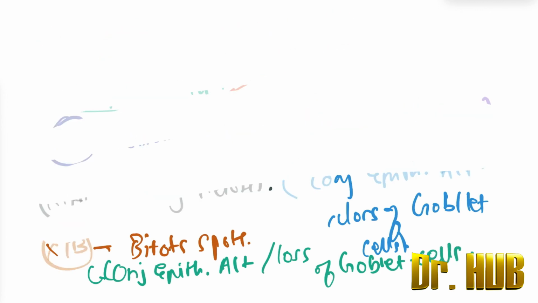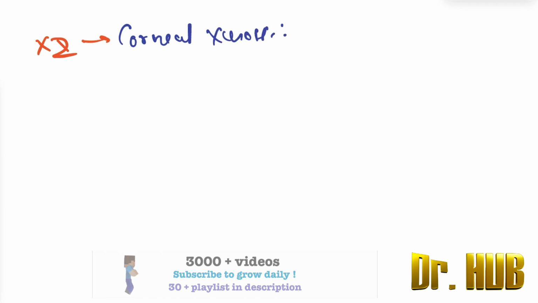Next we are going to move on to the X2. What is meant by stage X2? This means there is corneal xerosis. Here there is corneal epithelial alteration.